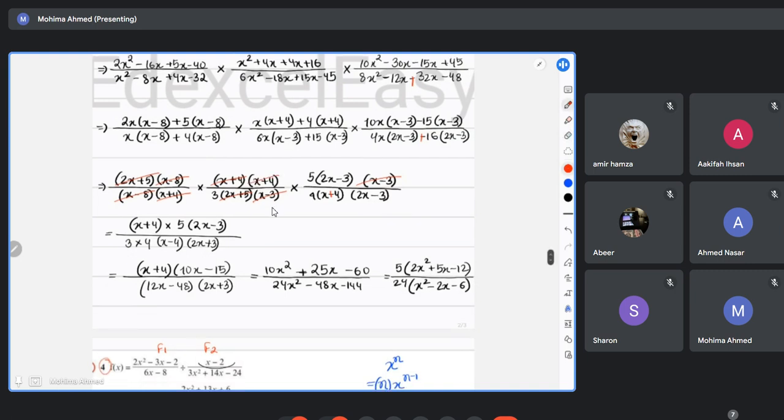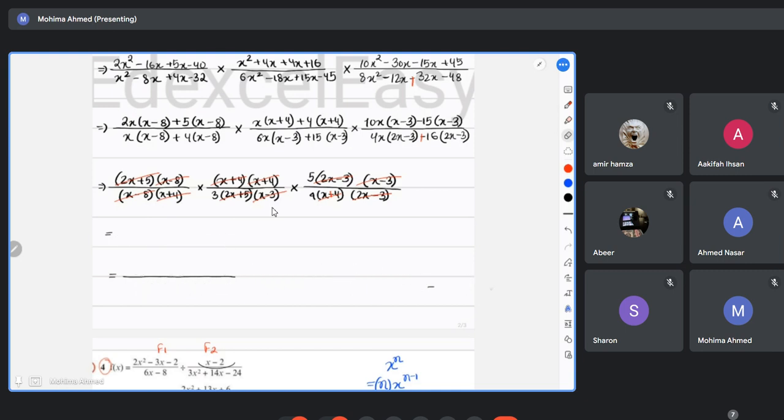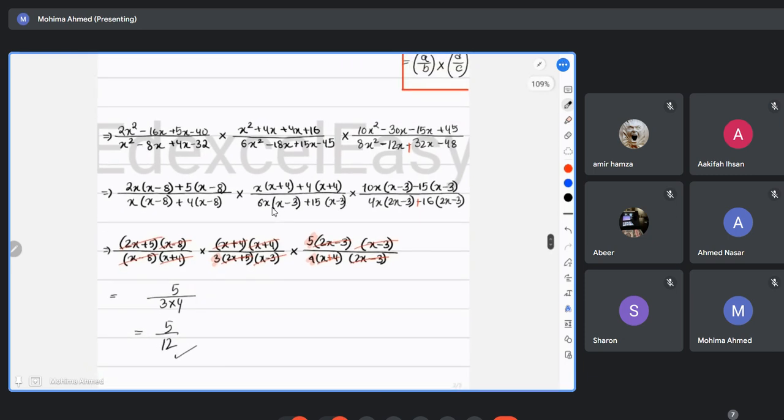finally, this one will also be cancelled out with each other. At the end, you are going to be left with very simple fractions. All of these things will not be there. You're only going to be left with what? As you can see, 5 in the numerator and 4 and 3 in the denominators. So you're going to get 5 over 3 times 4. That's going to be 5 over 12. And that is going to be your final answer.